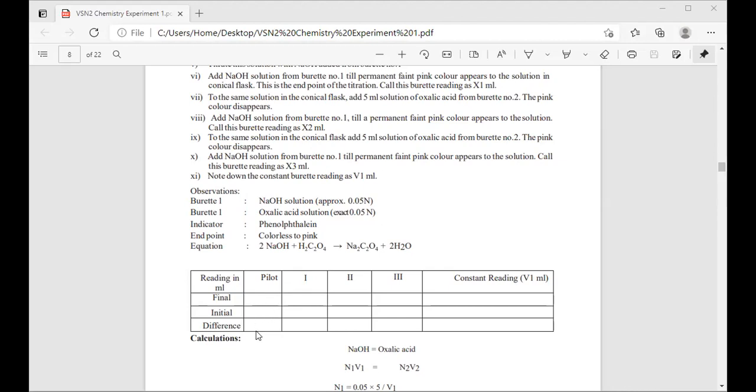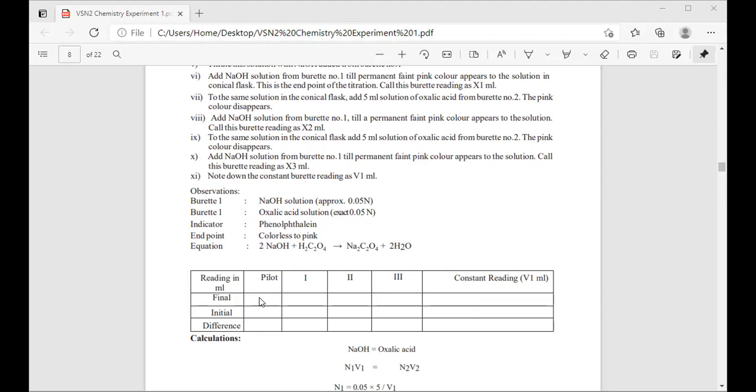Here you will not write anything. Pay attention. Don't make a mistake. Don't copy it from last year's journal. So here the first exact reading is 5.6, second is 5.6, and third is 5.8. So your constant reading is 5.6. Is it clear? Are you getting me, everyone? Yes, ma'am. Okay, so 5 to 6 is your pilot rough reading.